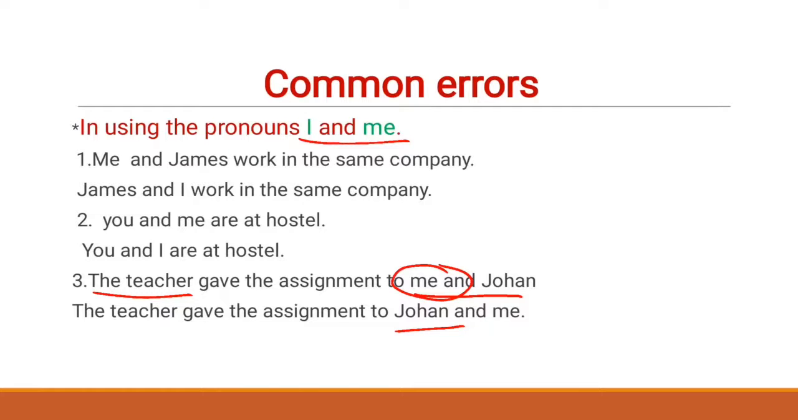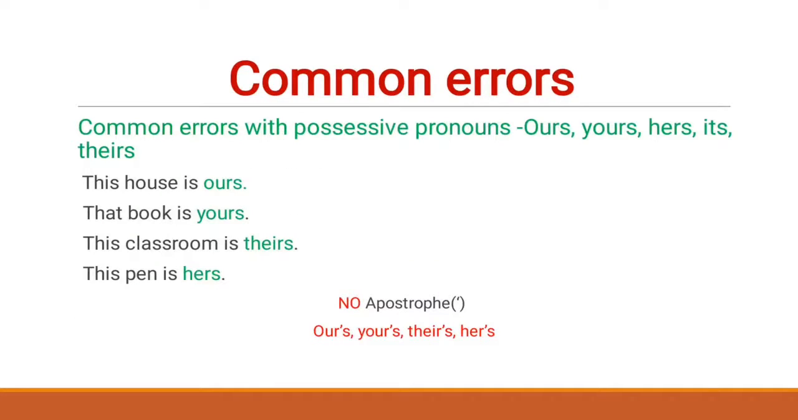Let's talk about common errors with possessive pronouns ours, yours, hers, its, and theirs. Most of the children use an apostrophe while using possessive pronouns in their writing, which is wrong. That means they write ours, yours, theirs, hers like this in their writing.